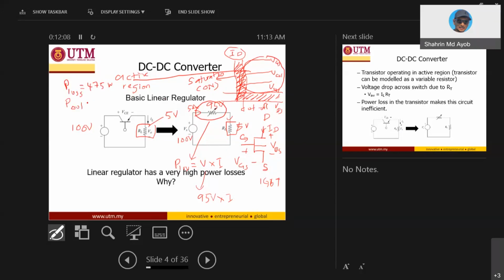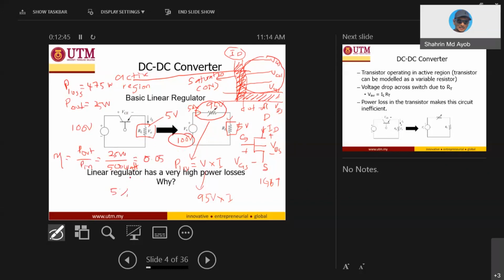Okay, and your P out is how much? 5 times 5: 5 volts multiplied with 5 amperes, 25 watts. So the efficiency is P out over P in, right? Your P out is 25 watts. Your P in is 100 multiplied with 5, so 500 watts. So 25 over 500 is 0.05. So only 5%. Efficiency is 5%. Very low.